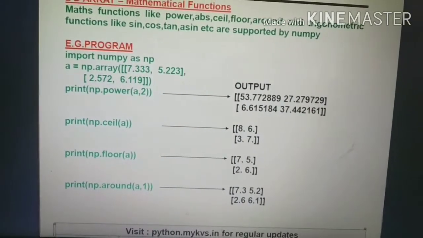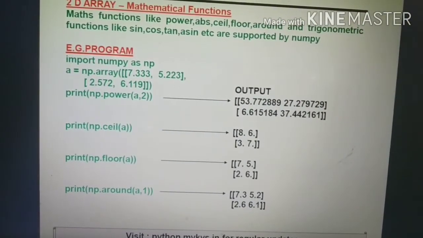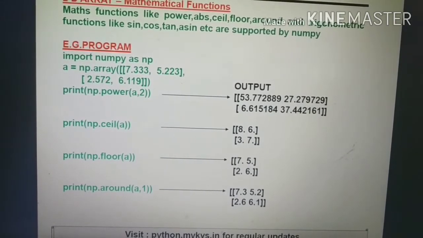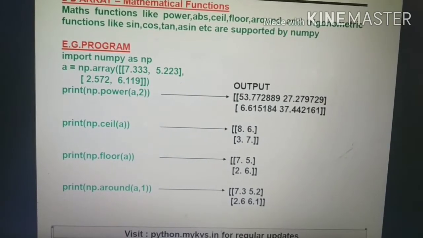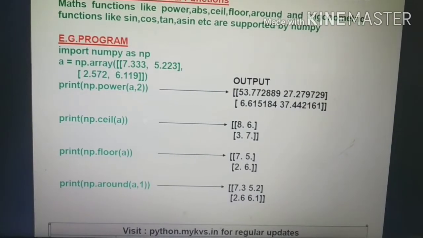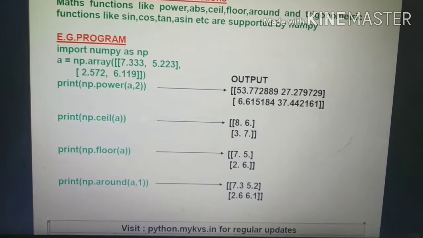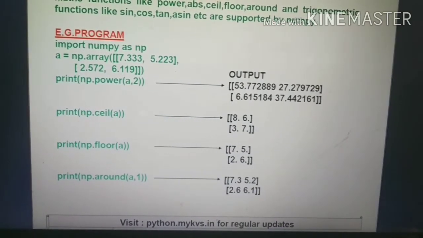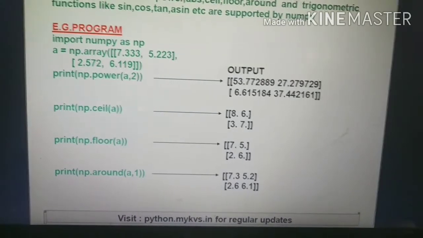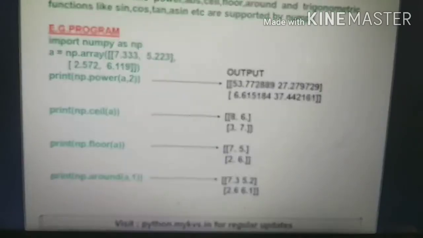Now not only addition, multiplication and division, we can use the power function. Ceil will give you the largest number, floor will give the smallest one, and the round function will round off the particular number till how many digits it is specified. Okay, I am explaining you one by one. np.power(a, 2).